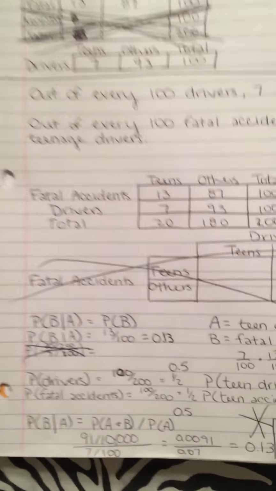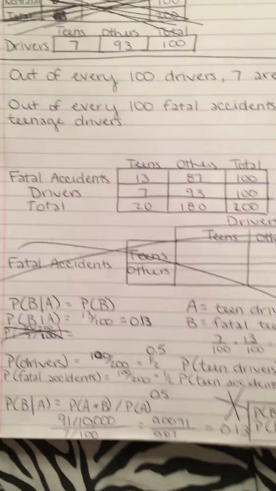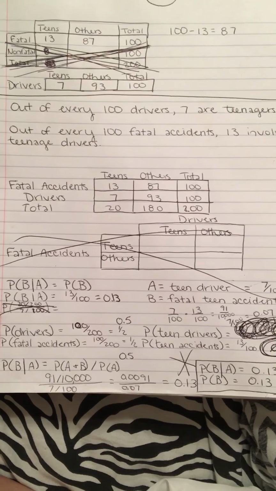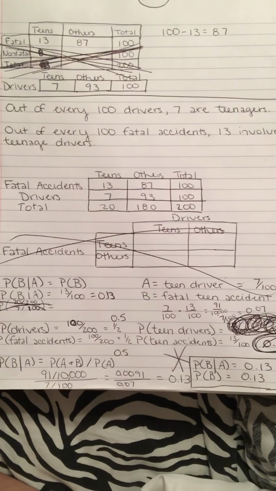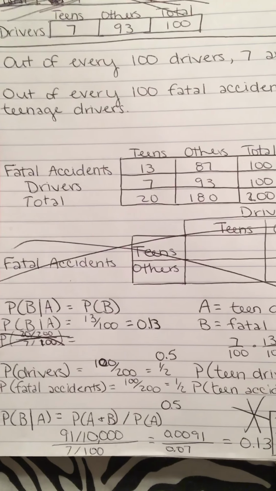So I started out, I did 100 for each for easy math. So out of every 100 drivers, 7 are teenagers. And out of every 100 fatal accidents, 13 involve teenage drivers. So then I made this contingency table.